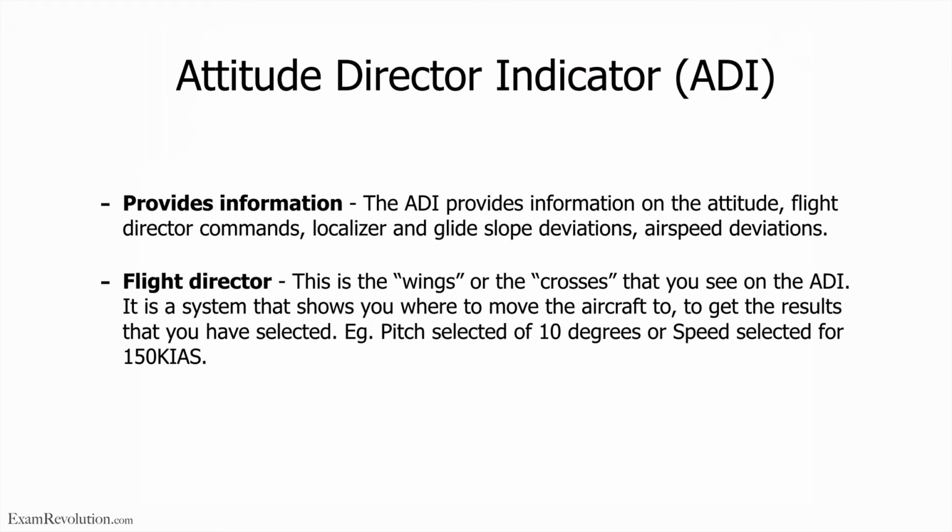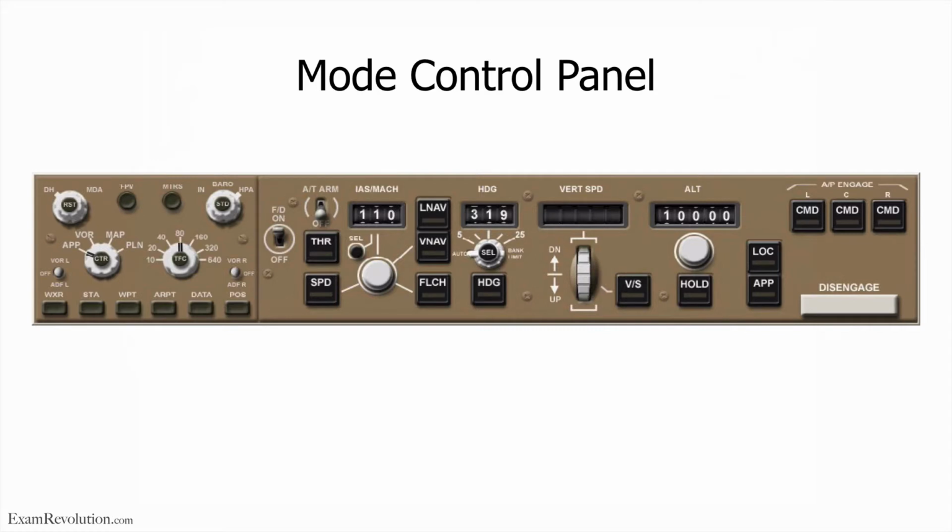It is a system that shows you where to move the aircraft to get the results that you have selected. So let me give you an example. Let's say you have selected a pitch of 10 degrees. What you do is you would go to this control panel over here, and you can go and pick. I've taken 10 degrees pitch now, but let's say vertical speed. Let's say you want to climb at 500 foot a minute. Then you would press vertical speed here on the autopilot control panel.